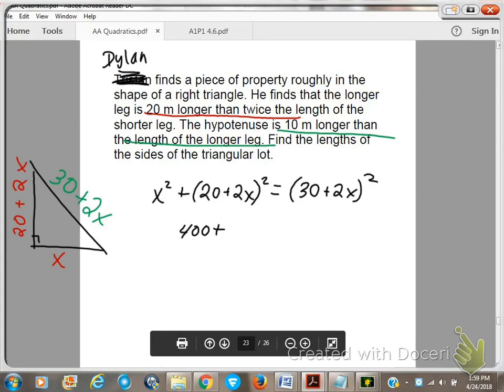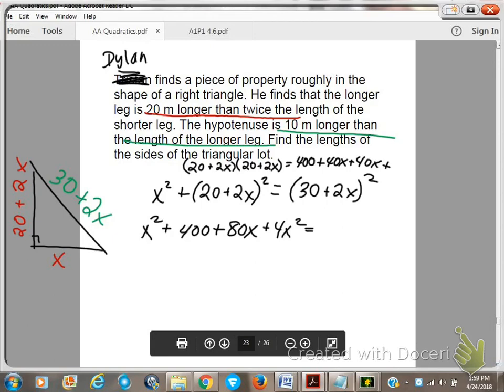2 times 20 is 40. You gotta have 2 of those. 40 plus 40 is 80. Oh, okay. I see what you're saying. Yeah. 40x, 80x. Sorry. All right. And then what now? 4x squared. There you go. Right there. Gracie, could you do that one?